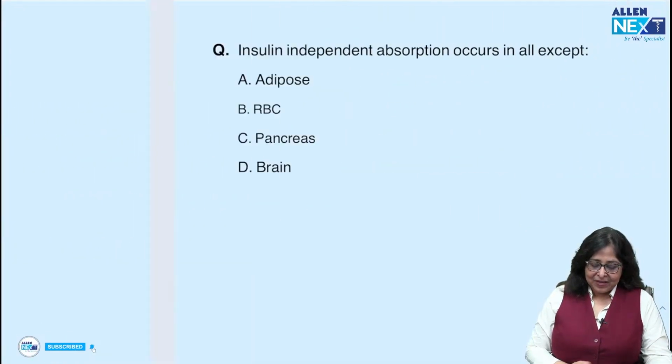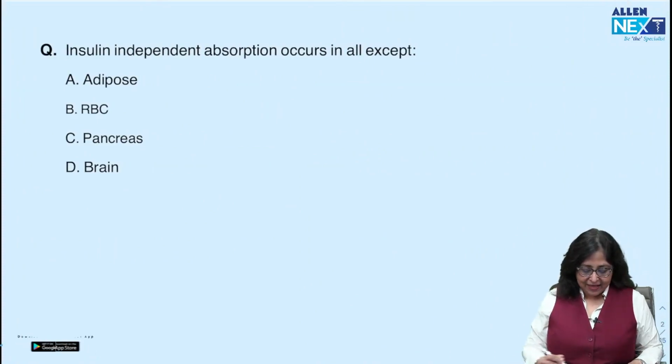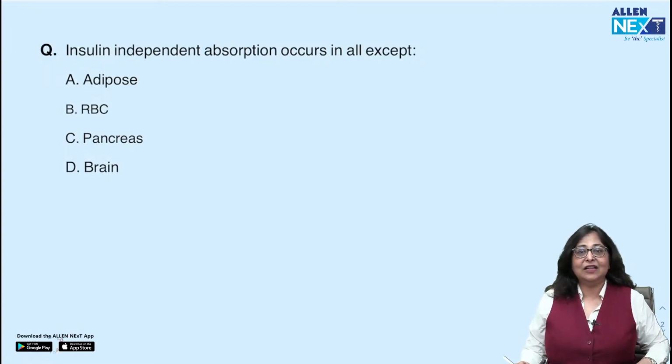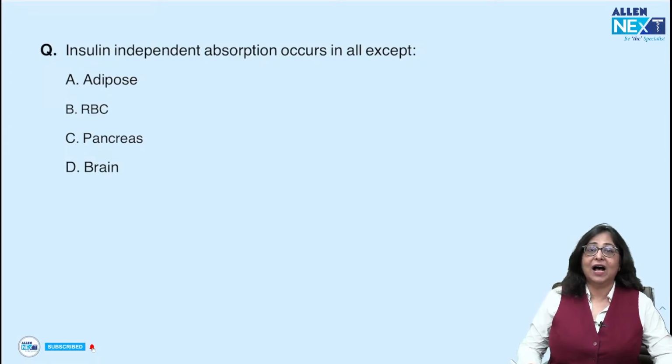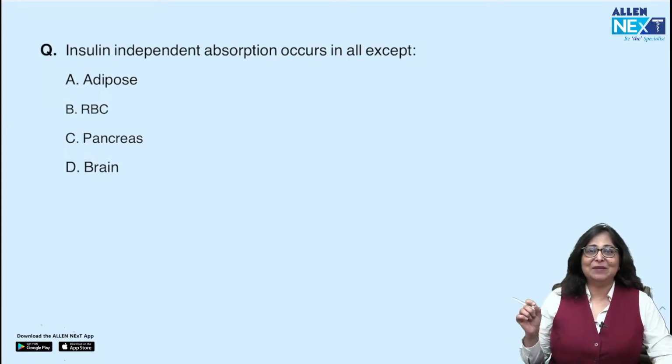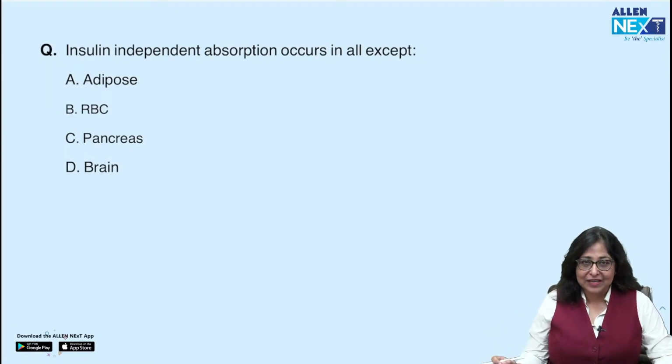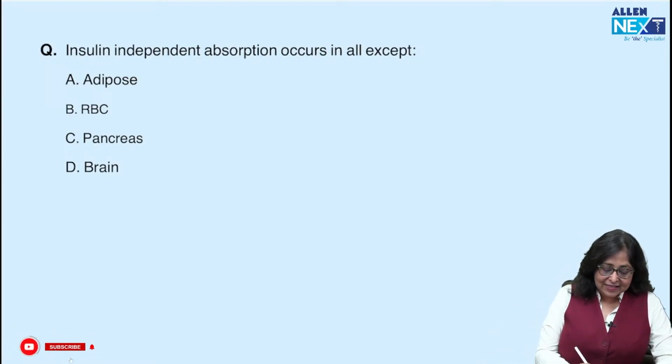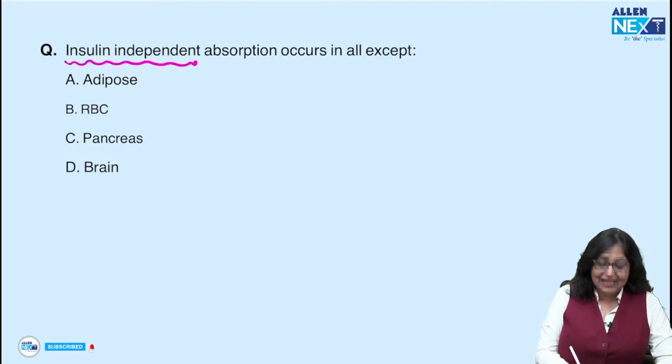So let's see the first question which has been asked, and that is: insulin independent absorption occurs in all of the following except. Now, herein lies the importance of reading the question carefully. So this is saying insulin independent.